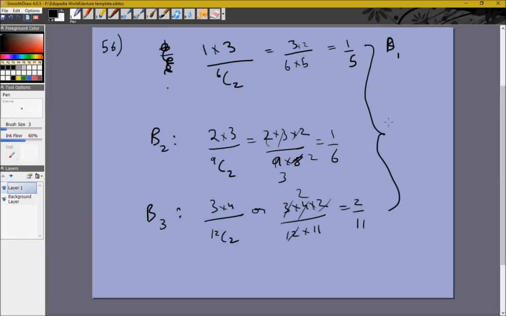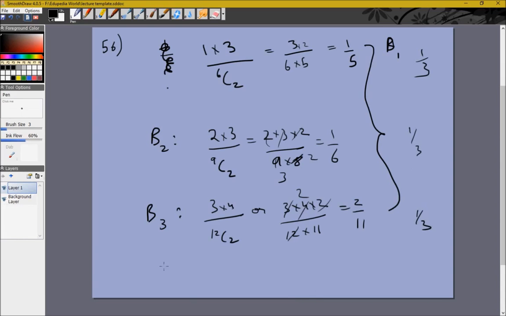That means if you take two balls at random from the first box, there is a 1 in 5 chance one is white, the other is red. There is a 1 in 6 chance in the same case for the second box, and there is a 2 in 11 chance in the same case for the third box. Right. Now what is the probability that this box is selected? 1 by 3. What is the probability that this box is selected? 1 by 3. This is 1 by 3. Because it's randomly selected.